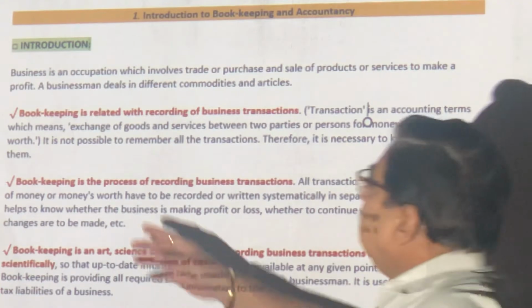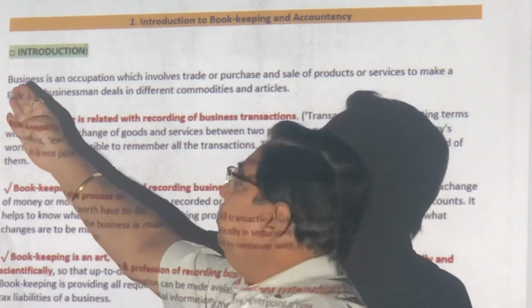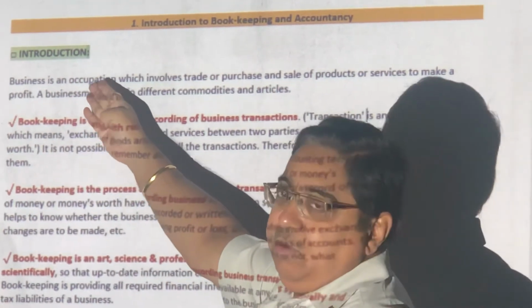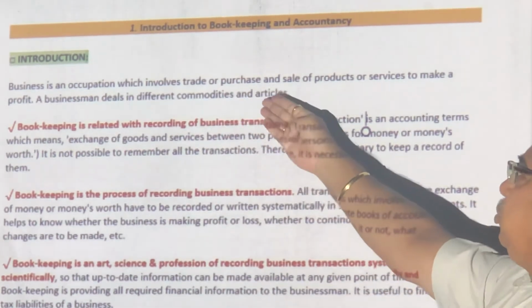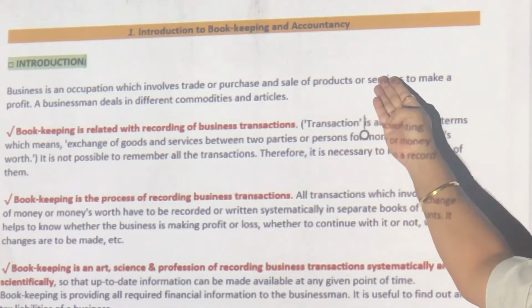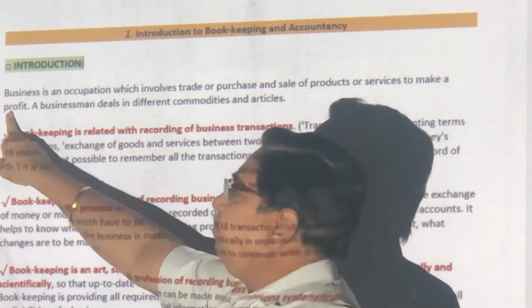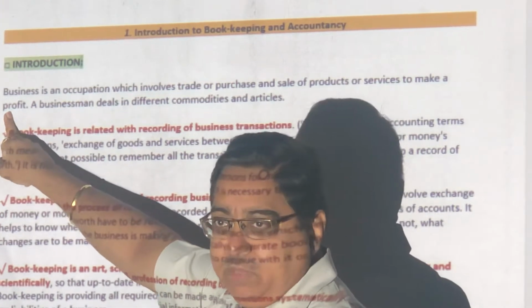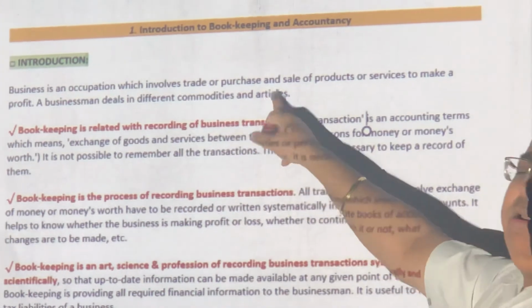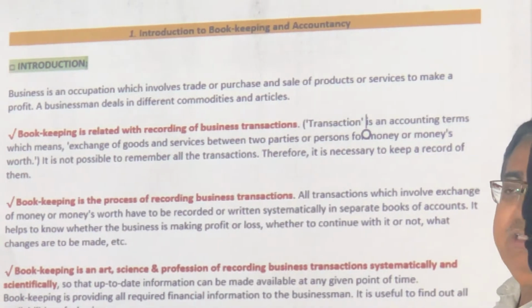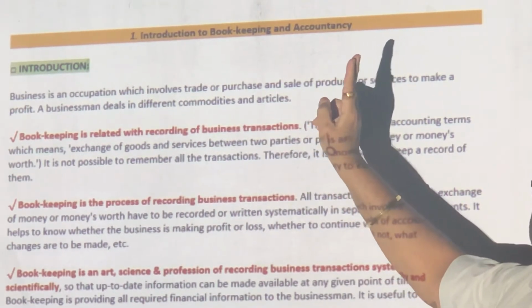First, why did we go for bookkeeping accountancy? Because of business. Business is an occupation. We are not doing it for time pass. It involves trade, give and take, purchase and sale of product or services, repair, etc. And don't forget profit, no charity. I'm not going to pay from my pocket. A businessman deals in different commodities. You can't tell him, you can't sell this, you can't buy this. Anything that is sellable, he will sell.